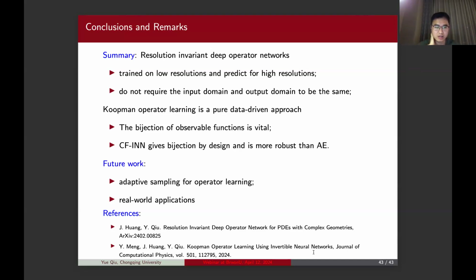Okay, for the details of the talk, you can find them in these two reference papers. Then I think I will be open for questions.